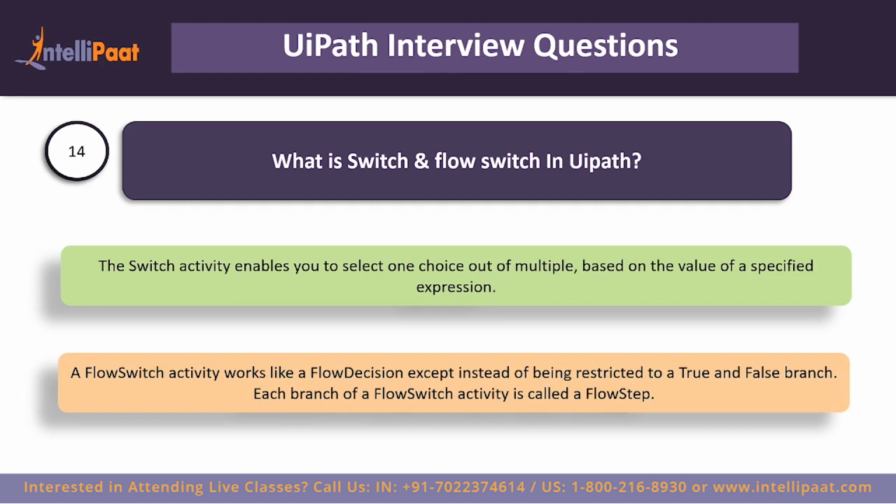Whereas a flow switch activity works like a flow decision, except instead of being restricted to a true false branch, each branch of a flow switch is called a flow step. So the switch activity enables you to select one of the choices based on the multiple parameters that you have. Whereas the flow switch is not just true or false. It will take you through another branch of activities, and these branches of activities are called a flow step.